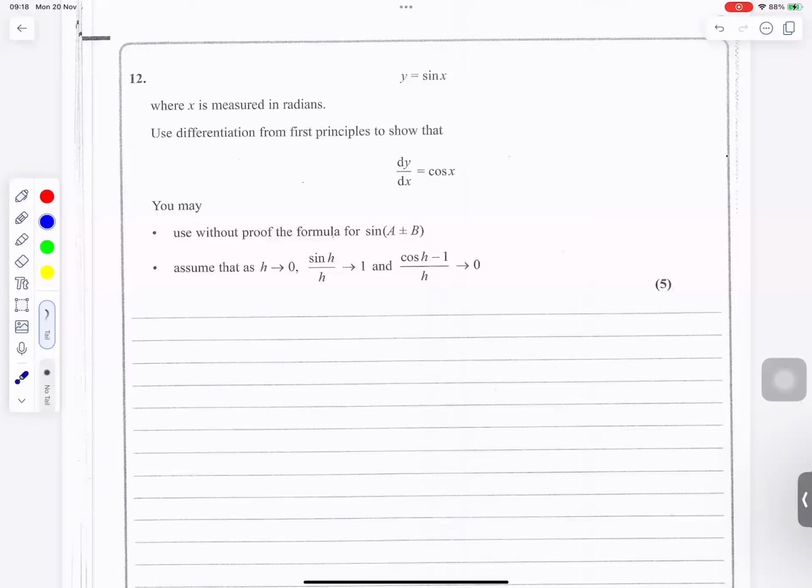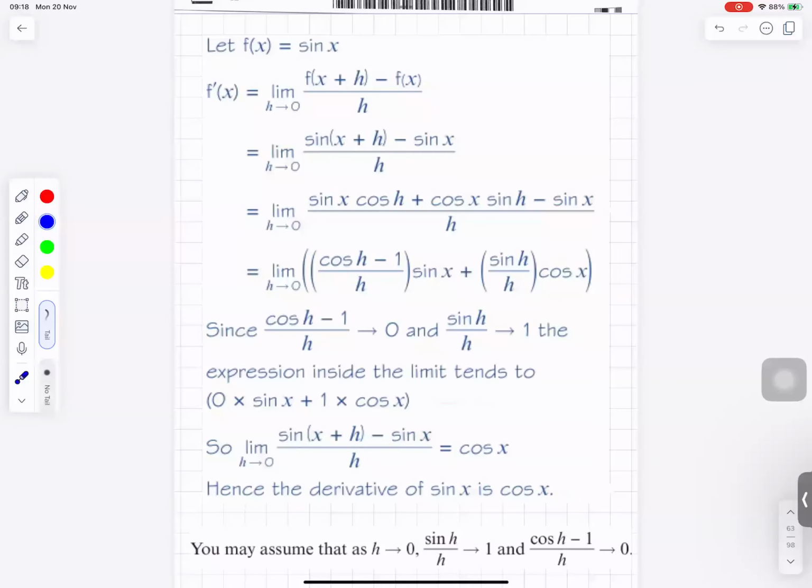Question number 12, 5 marks. Question 12 is a differentiation. It's a differentiation from first principles. So the first thing is you have to get this formula from the formula book. This formula I put there in that box. You have to get that from the formula book. And the L stands for the limit as h tends to 0, as h becomes a very small number.